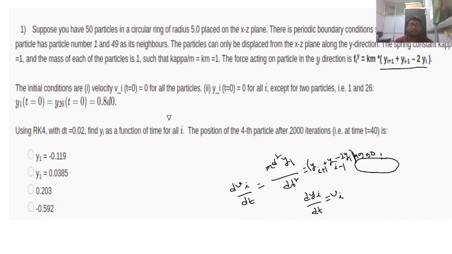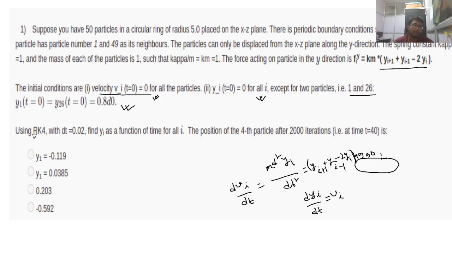Iteration is with respect to time, and the initial conditions are as follows: at t equals 0, the initial velocity of all the particles should be 0. So all the particles are static initially, and the displacement is in the y direction, since they are in the xz plane. Except for the 1st and 26th particle, each one of them will not have any displacement initially, and the 1st and 26th particle will have a displacement of 0.8.